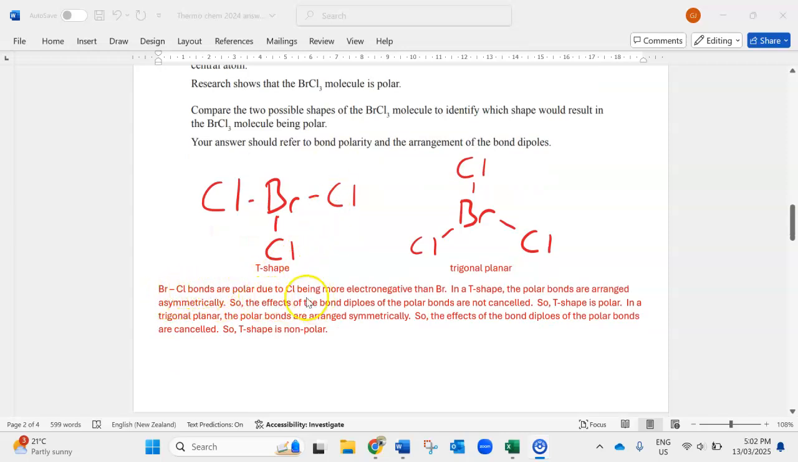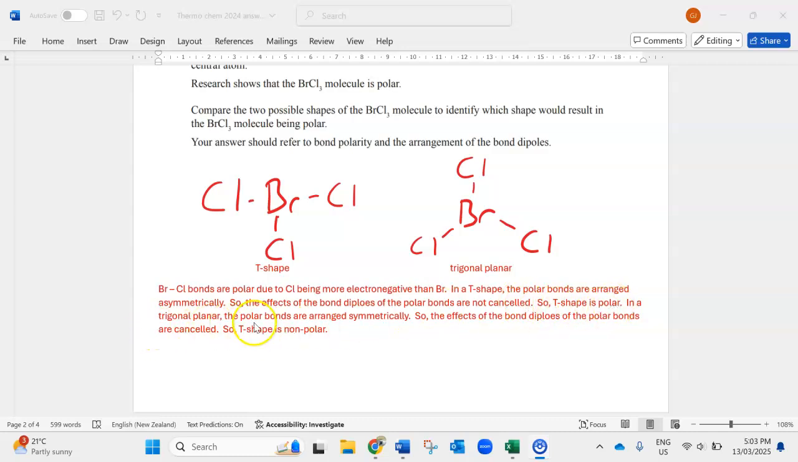BrCl3 bonds are polar due to chlorine being more electronegative than bromine. In a T-shape, the polar bonds are arranged asymmetrically, so the effects of the bond dipoles of the polar bonds are not cancelled, so the T-shape is polar.